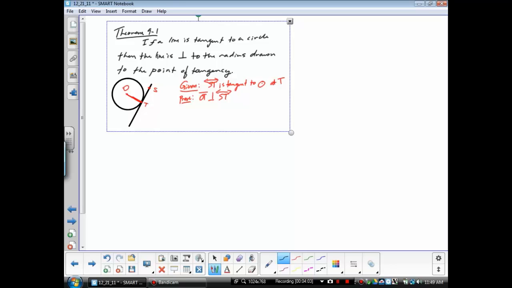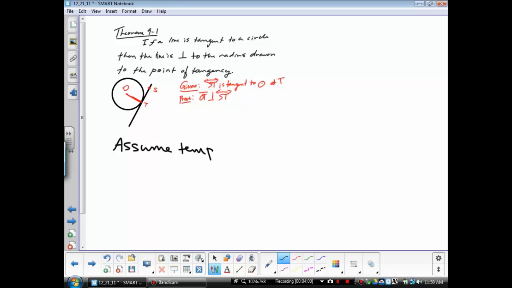Okay? So assume temporarily that ST is not perpendicular to OT. The way you would do not perpendicular is you would do a perpendicular symbol with a slash through it. So it is not perpendicular to line ST. I should say OT. I was thinking about too many things at one time and made a grave error. Not perpendicular to line ST.